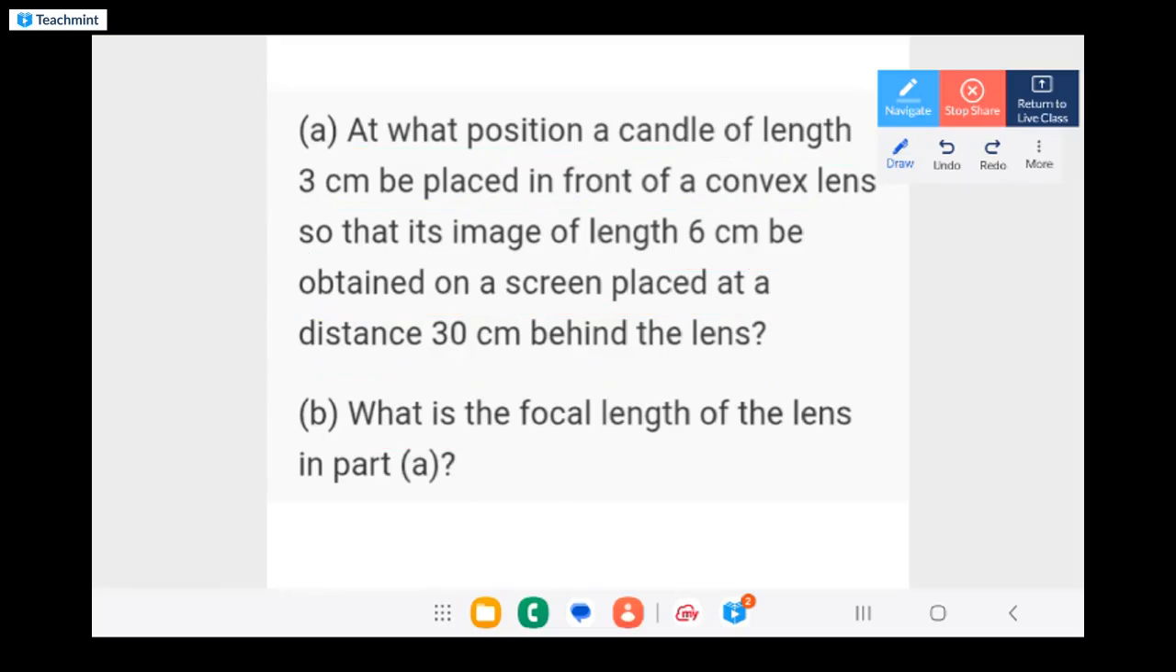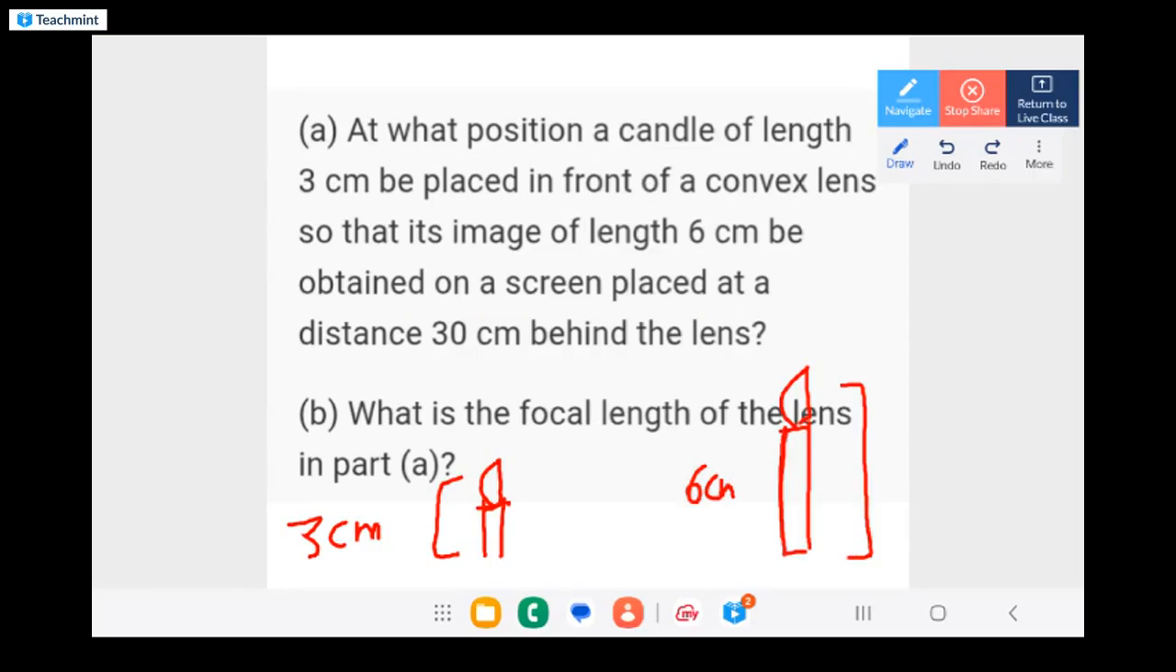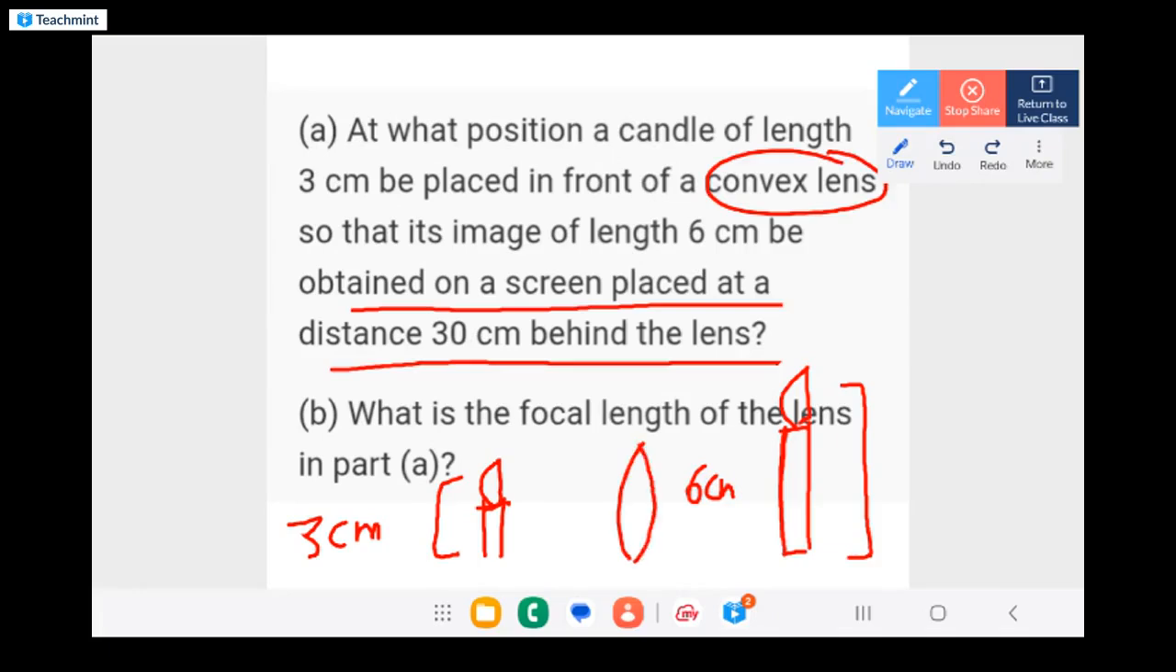We just know that the candle has a height or length of 3 centimeter, and they want that the image is of 6 centimeter. Image of that candle is 6 centimeter, and it is obtained on a screen placed at a distance 30 centimeter behind the lens, and the lens is a convex lens. So let's say I have a convex lens, and behind the convex lens, exactly at 30 centimeter, the image will be obtained. These are the information we have, and we have to solve accordingly.